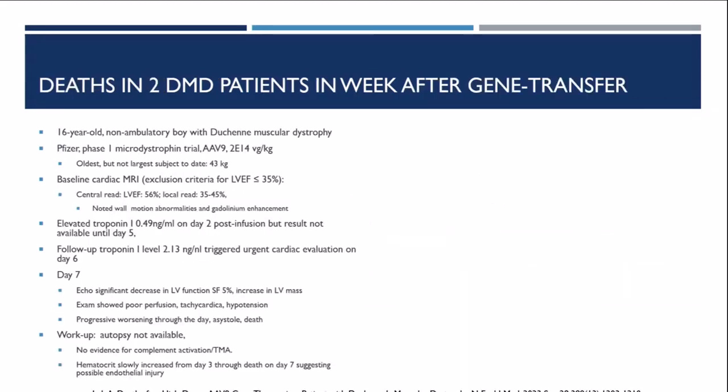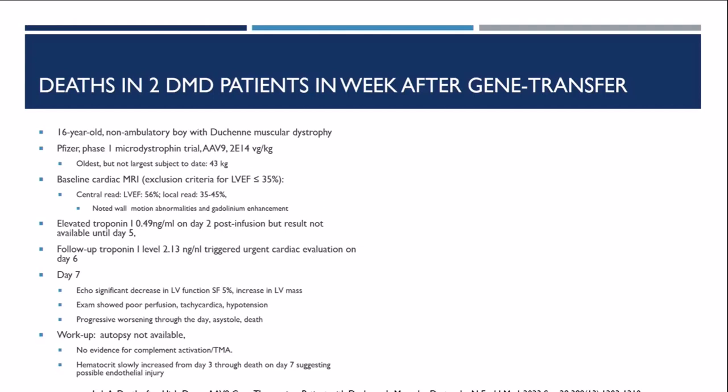So I just wanted to cover these 2 deaths in the DMD patients. We really don't have time to get into all the important details, but just to give you a thumbnail, this first one was on a Pfizer trial, 16 years old in a non-ambulatory part of the trial. He was treated with 2e14 vector genomes per kilogram. At that point he was the oldest, but not the heaviest kid to be treated. He had baseline cardiac MRI findings that did not meet exclusion criteria, but did note wall motion abnormalities and gadolinium enhancement, which I think is an important piece of the puzzle.